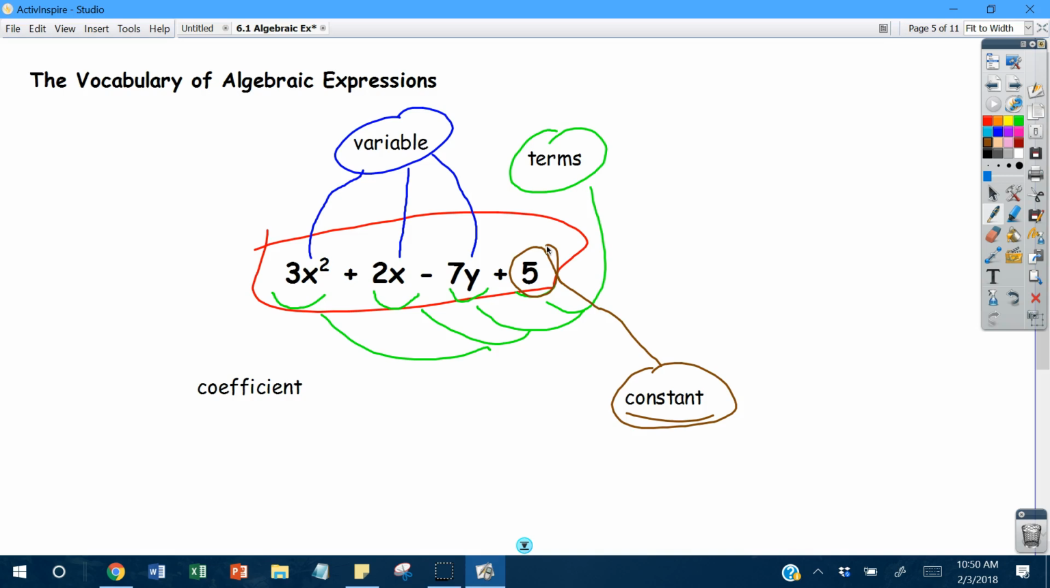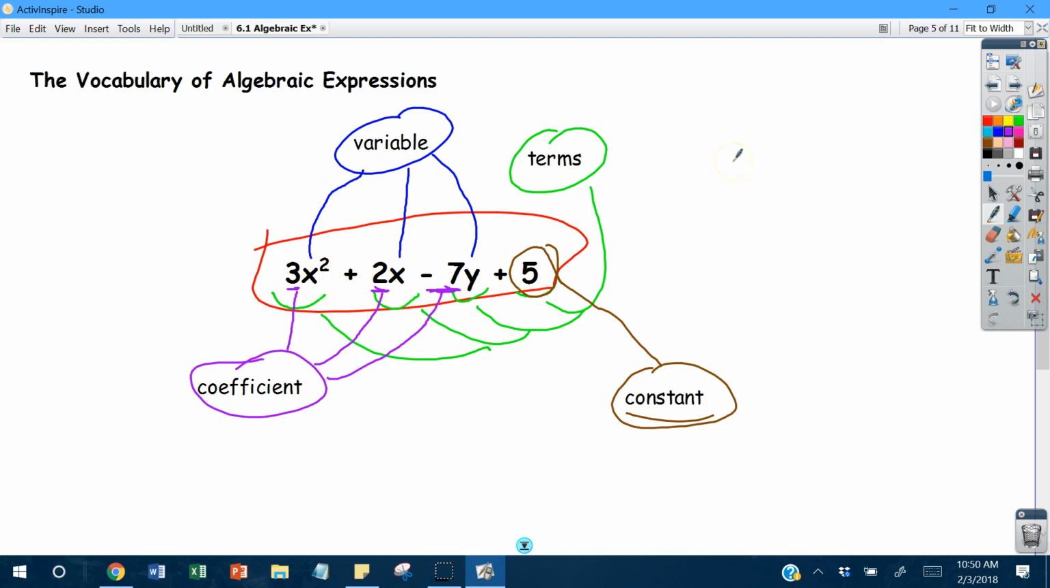If you see several constants in an expression, usually you can add or subtract them all together. It's just a number by itself. And then the coefficient refers to the number that you multiply the variables by. In this case, the 3 is a coefficient, the 2 is a coefficient, and we would actually consider this minus 7 as a coefficient. We could think of it as negative 7 in certain formulas. So these 3 numbers are coefficients. This is a constant. The term refers to the whole thing, and the variables are the letters.